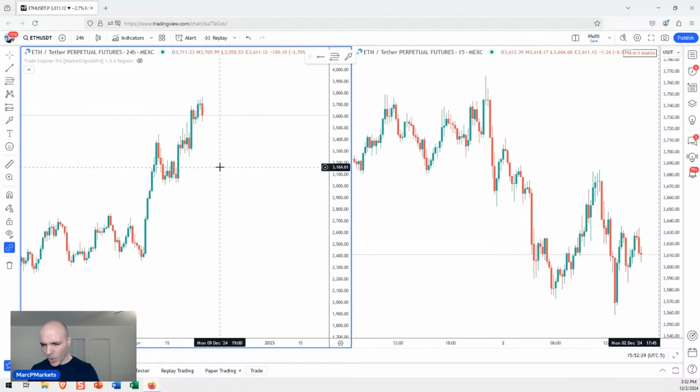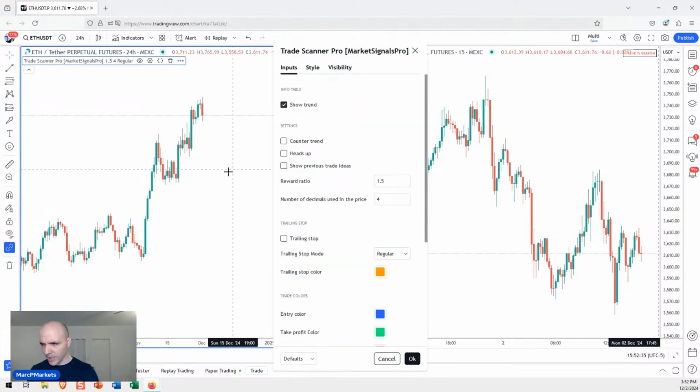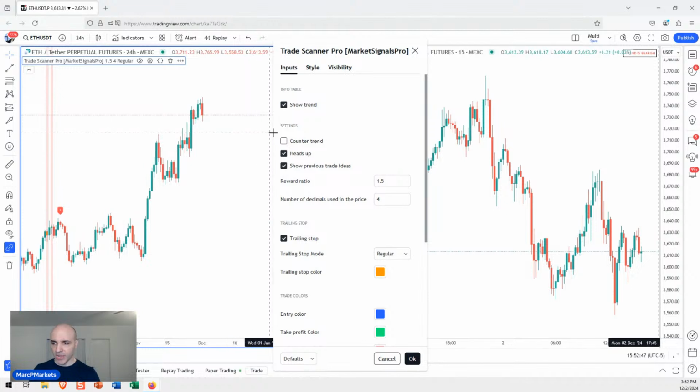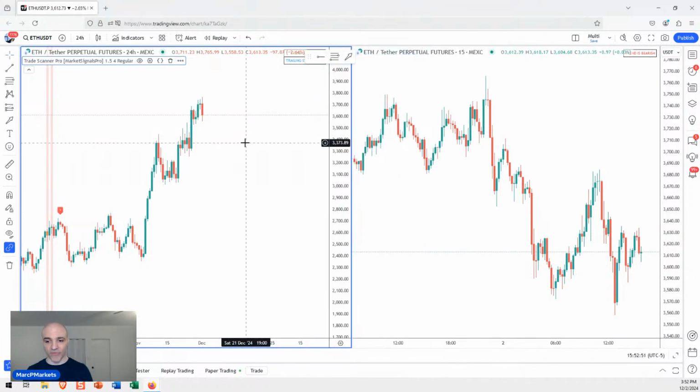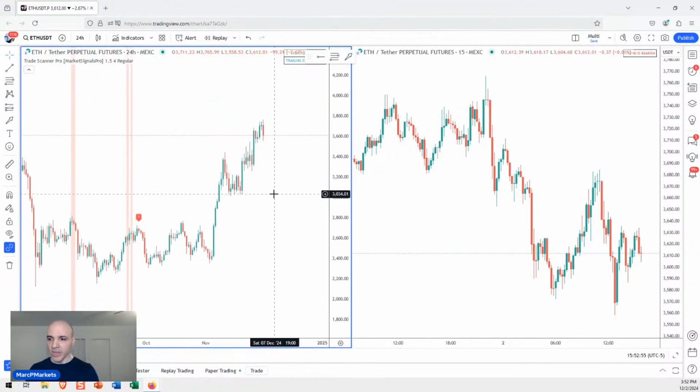Anyway, I explained to you how the Trade Scanner Pro works. Let me turn it on over here. When you first get this, this is what the settings panel looks like. You have to turn on trailing stop, turn on show previous trades, and then the heads up. Counter trend we're going to leave blank for right now. Like I said, counter trend is something you have to constantly be aware of and change, and we're going to change that to make it easier on you.